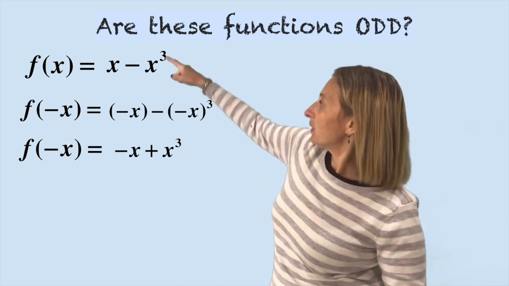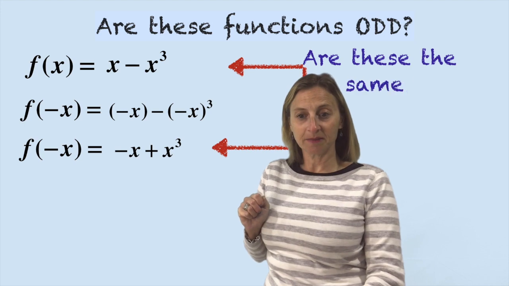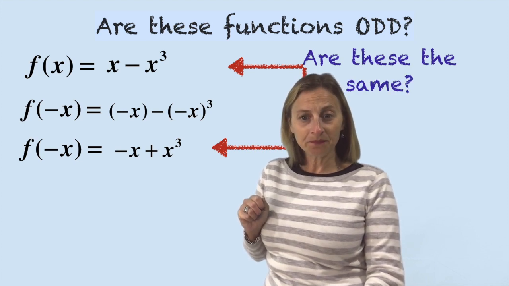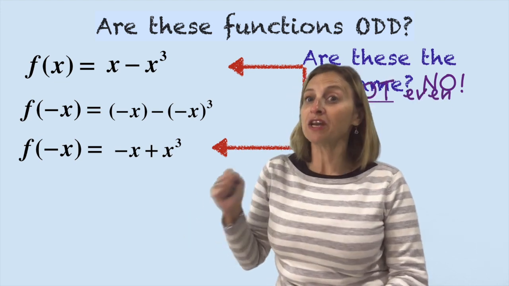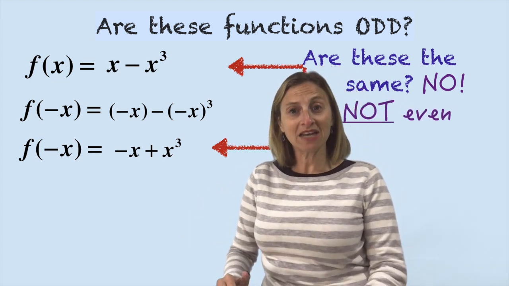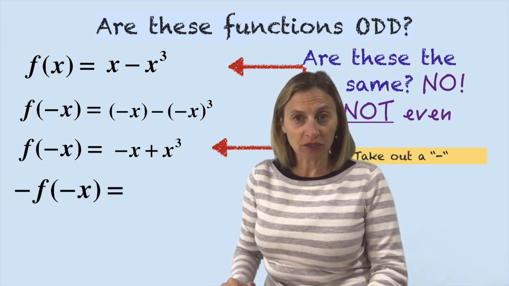Now we need to have a look. Is f of x the same as f of minus x? Are they the same? No, the signs are different, so we know it's not an even function. So we can continue. Now we're going to check to see if it's an odd function.